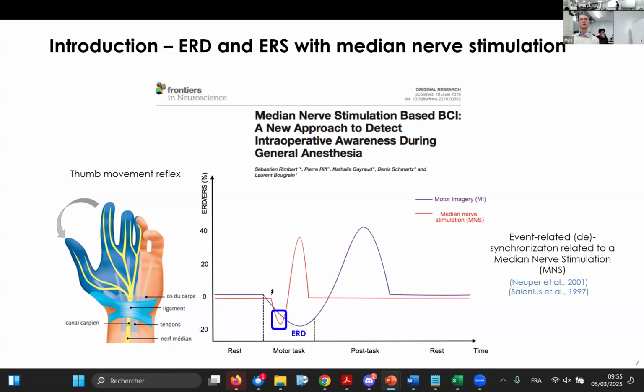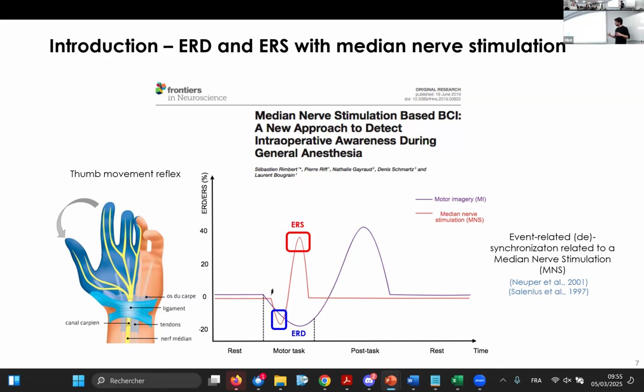So you can see that on the red curve. After the stimulation, you will have a decrease of power, a very short, very quick decrease because the stimulation is discrete. And after the ERD phase, you will have an ERS phase, or beta rebound.